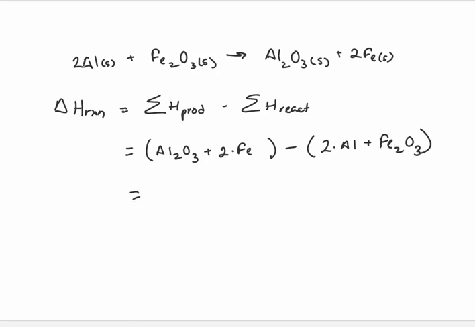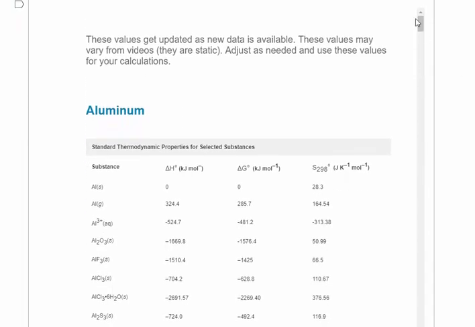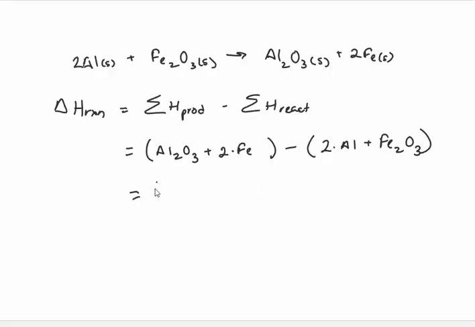Now in its elemental state, we should have 0 for our delta H. So the enthalpy of formation of solid aluminum is 0. So the aluminum oxide compound I need is a negative 1,669.8. I'm going to drop that in right here. There's my 0. This iron is also going to be 0. I'll show you that here in a moment.